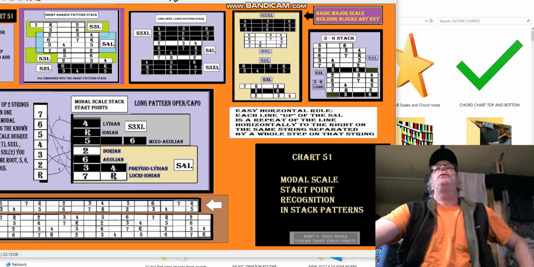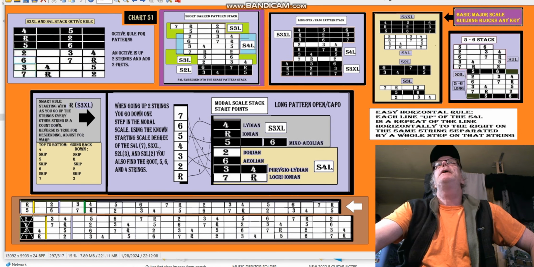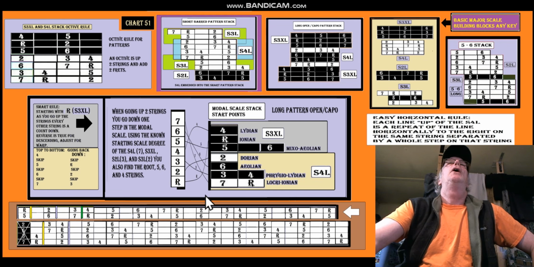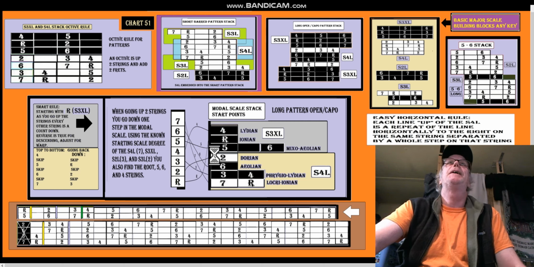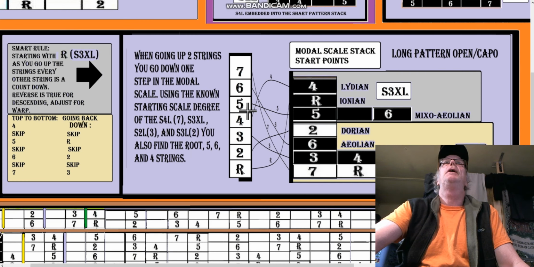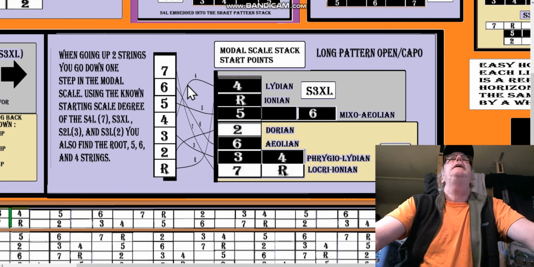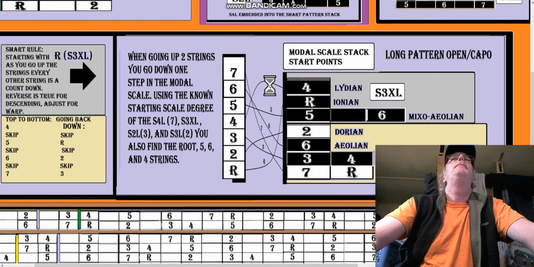It just says modal scale start point recognition in stack patterns. These are best descriptions. They're not very good descriptions. All right, so what is this wired up thing? I don't like it. It's too hard to see, but you know, in this particular chart here, what it means is, are we hiding something? Yeah, there's a little rule.